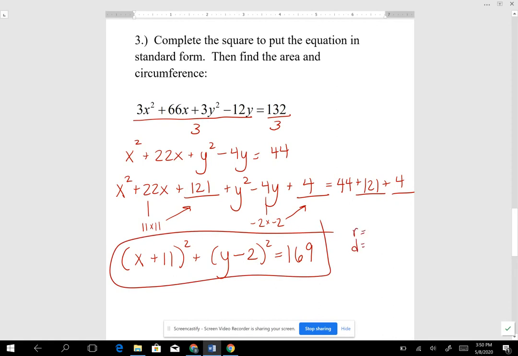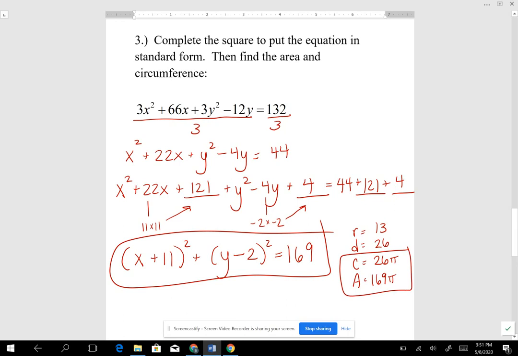I'm going to do my RDCA thing again because I asked for area and circumference. My little area trick is 169 pi. Square root 169 and get 13. You double 13 and you get 26 for the diameter, which means 26 pi is the circumference.